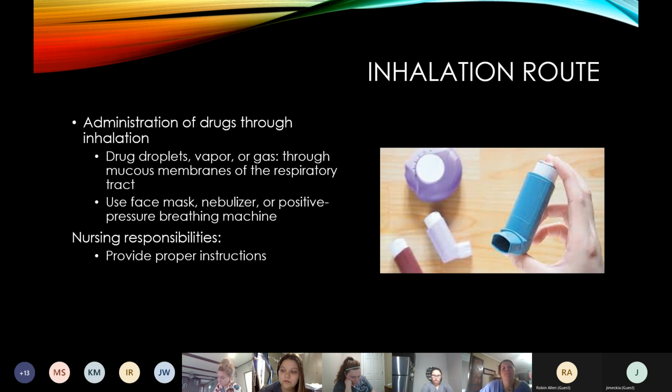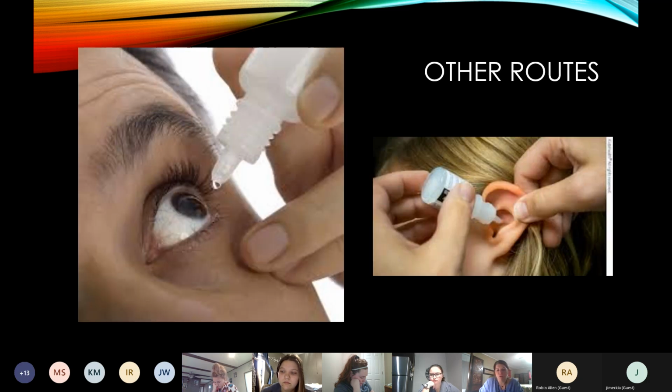Inhalation route. So we're going to sometimes administer drugs through inhalation. They can be given through droplets, vapor, or gas, or through the mucous membranes of the respiratory tract. So we'll sometimes use a face mask, which y'all were introduced to in the nebulizer that y'all saw in Foundations when we did our respiratory section. They're going to have metered dose inhalers. They're going to have regular inhalers. Your job as a nurse is to provide proper instructions on how to take those medications, okay? And we'll go over all of that.